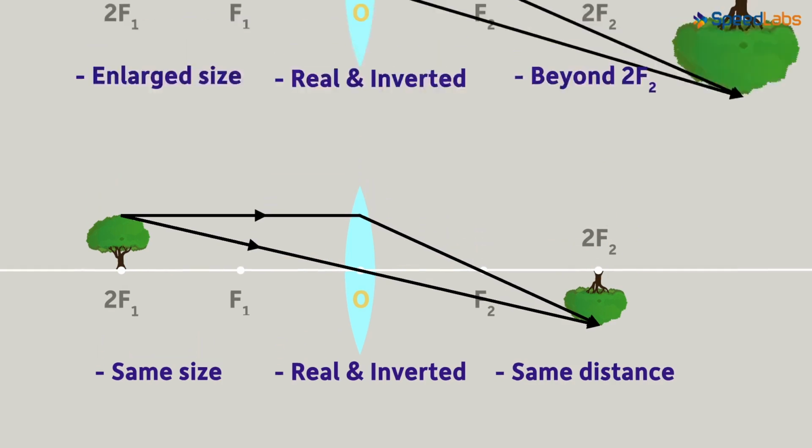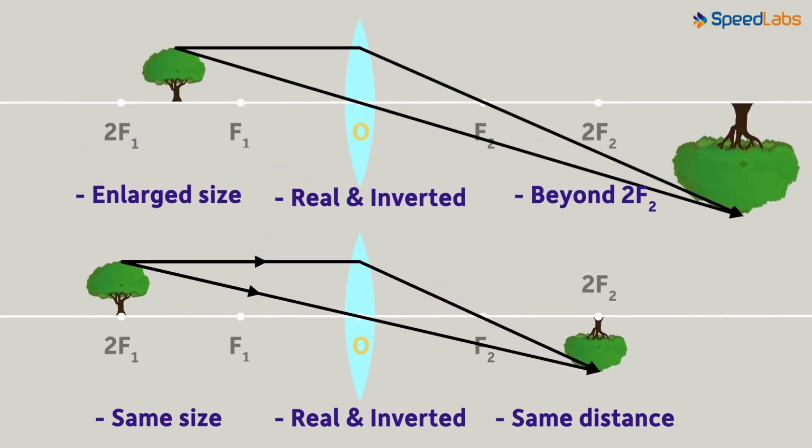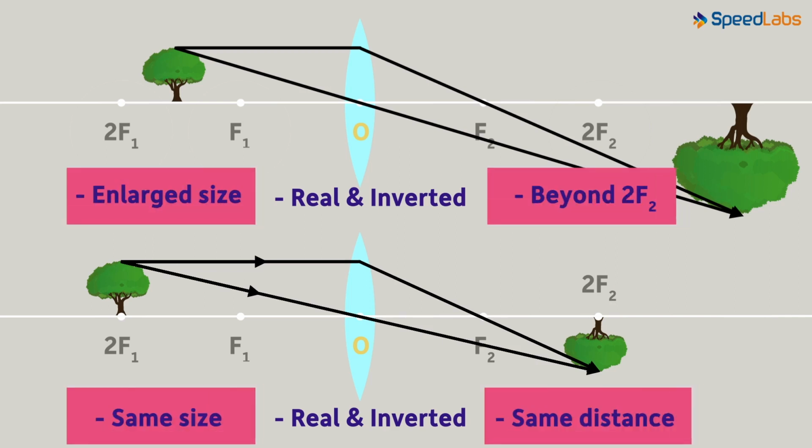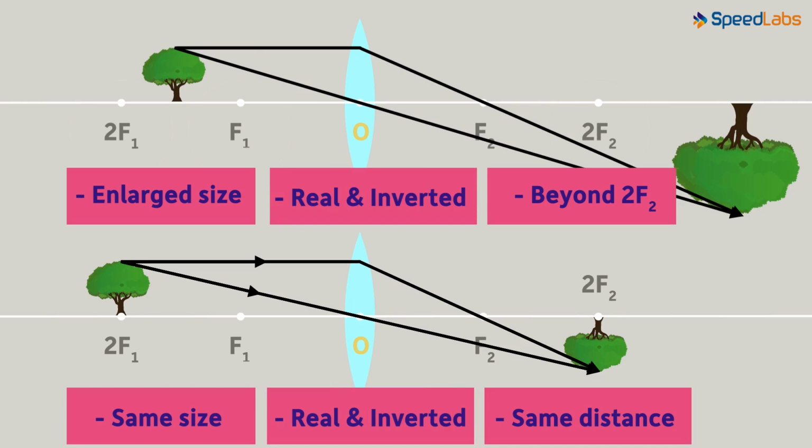Okay, so what can you conclude from these two examples? One thing that you can be sure of now is that the image properties may vary as we change the position of the object. The size of the image, the position of the image, and the nature of the image may change with the change in the object's position.